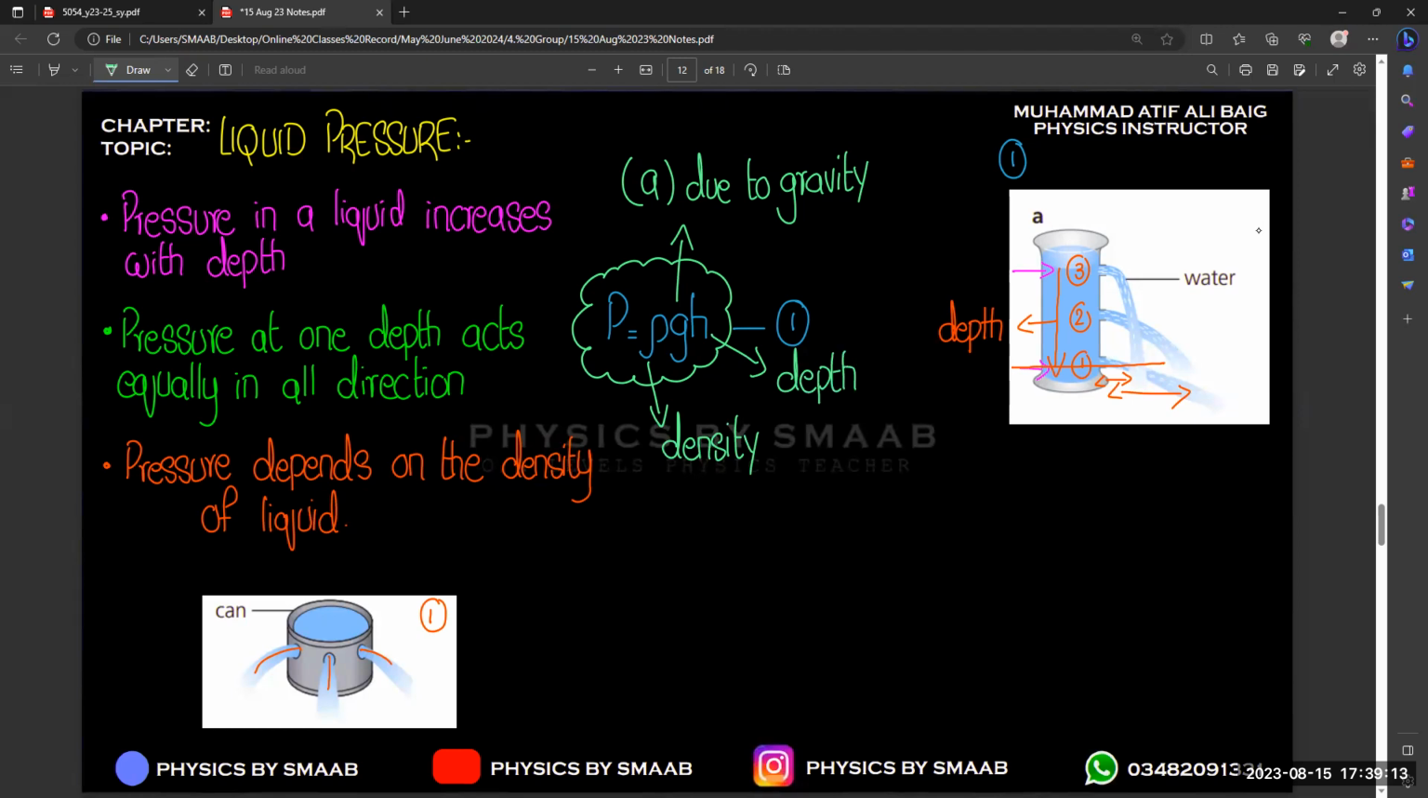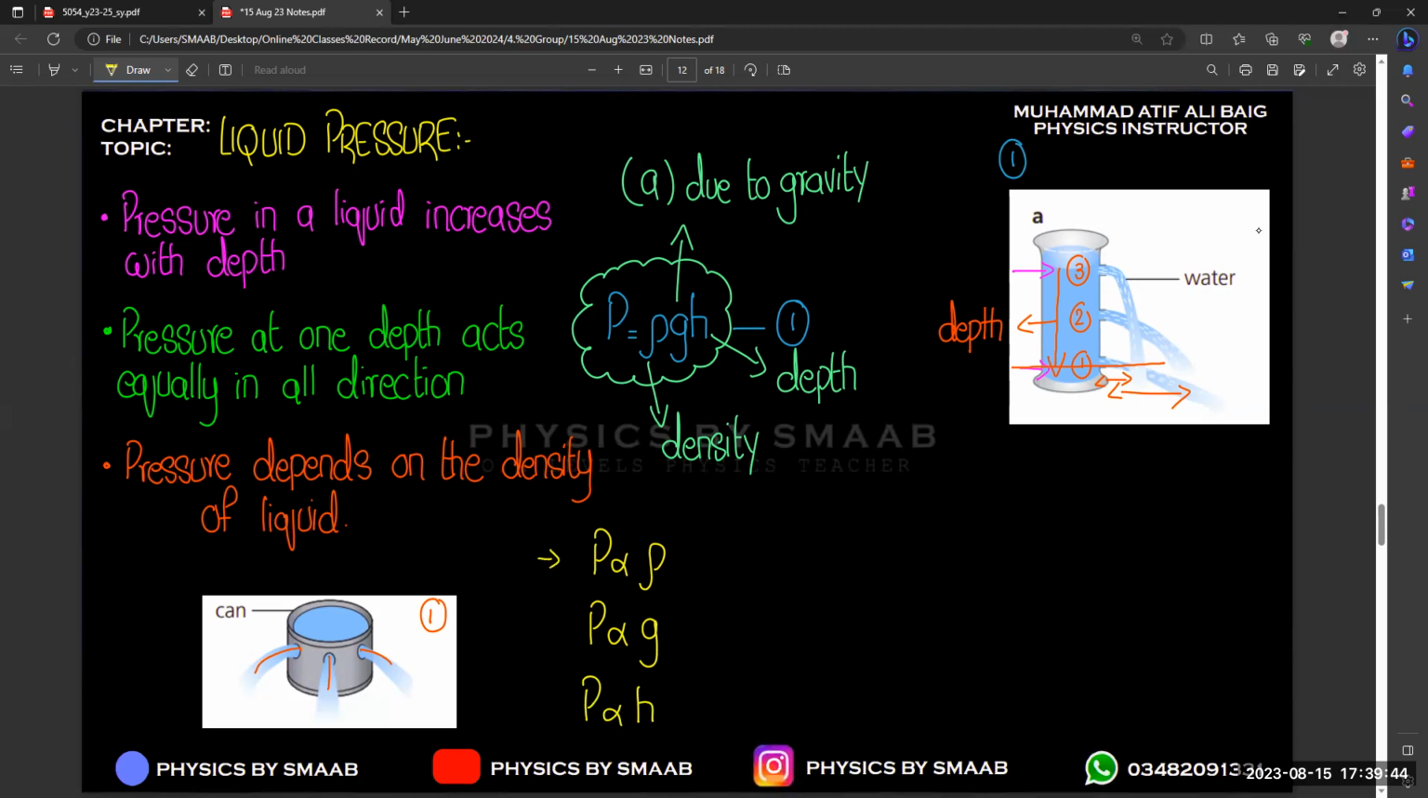So all factors are directly proportional. It means if you increase the density, pressure in liquid will increase. If you increase the gravitational pull, your pressure in liquid will increase. If you increase the depth, your pressure will automatically increase, because all are directly proportional to the pressure. Pressure is directly proportional to density, to gravitational pull, and to the depth, right?